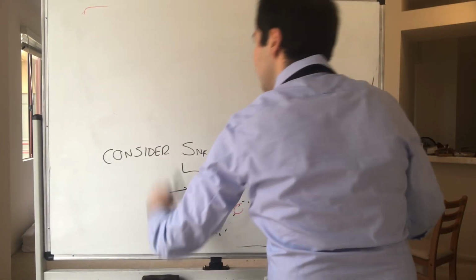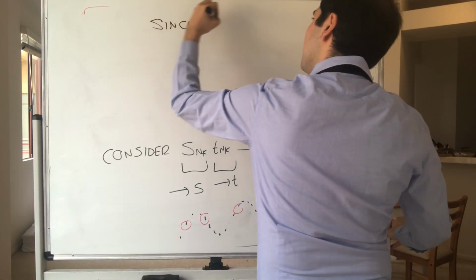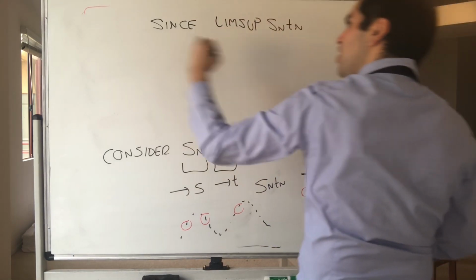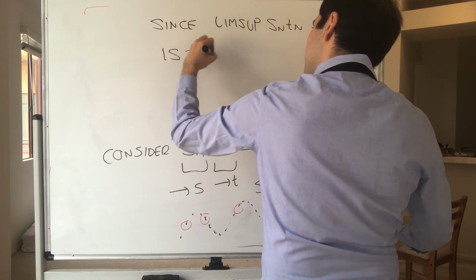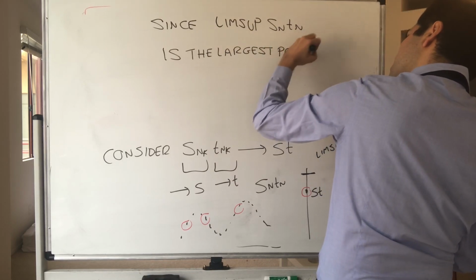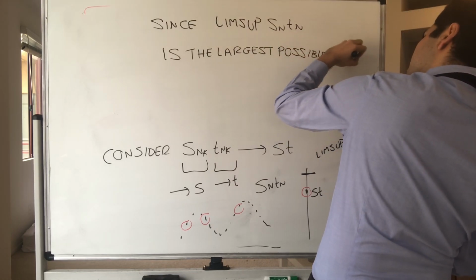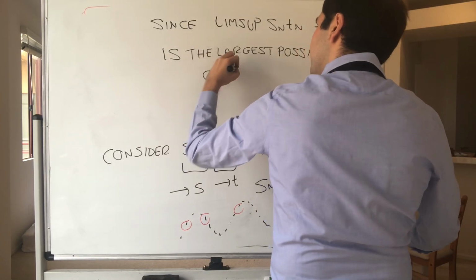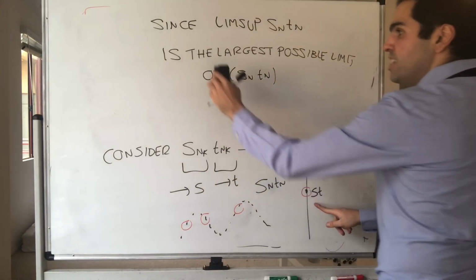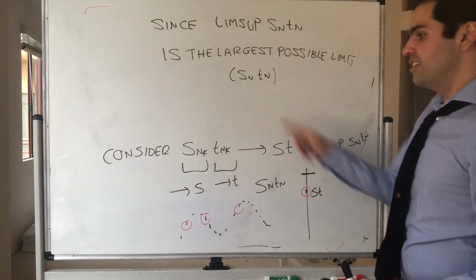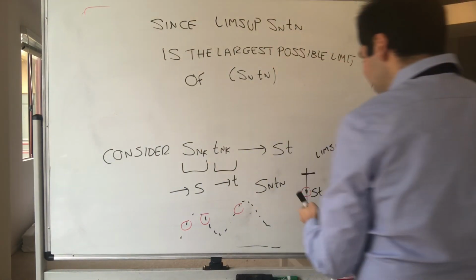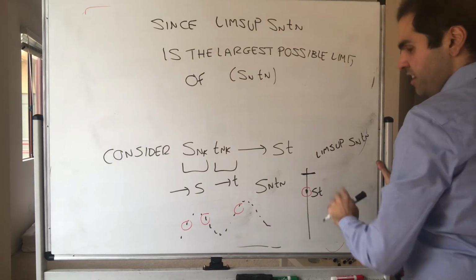So if you want, since the Limsup of Sn times Tn is the largest possible limit of the sequence Sn_Tn, and St is one possible limit of the sequence Sn_Tn. Again, here's the subsequence. We actually must have that the Limsup is bigger than St.